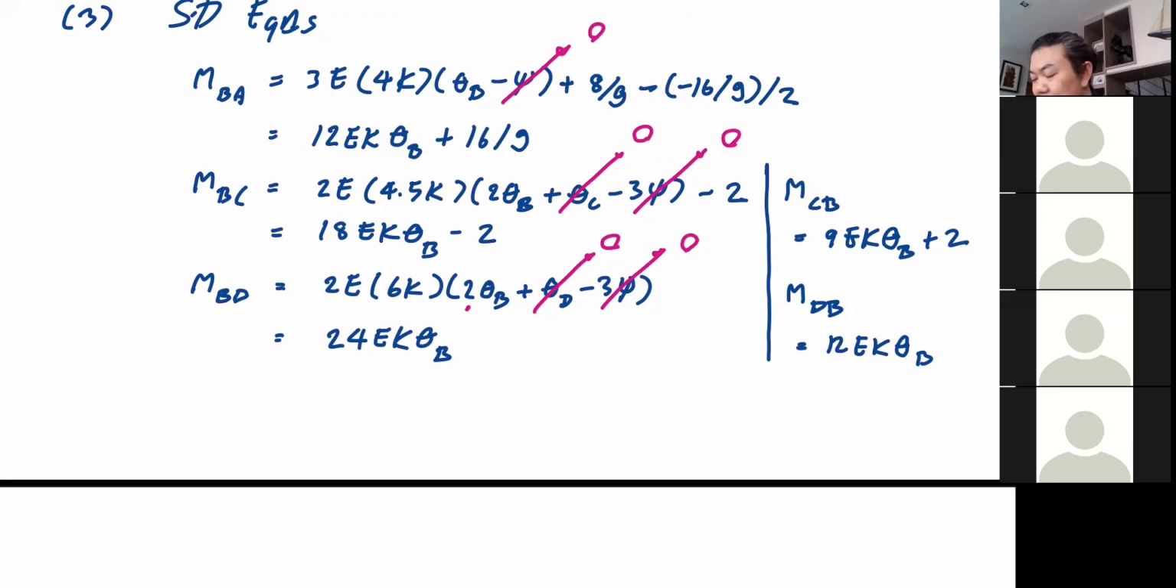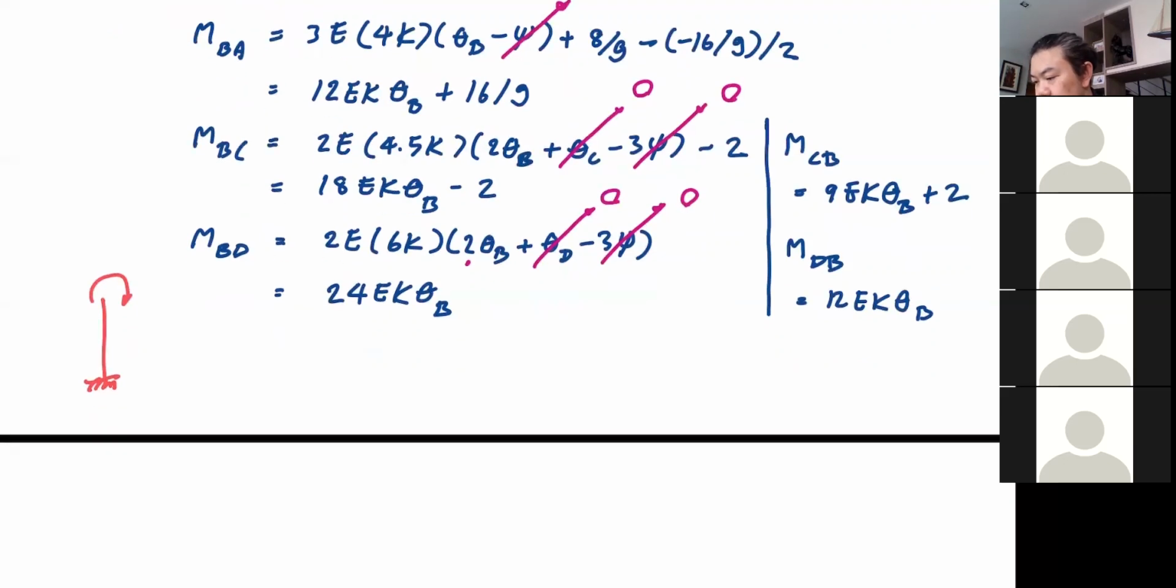So you see that in piece BD, there's nothing in there. It's going to be useful for you in the future. You know, there's no load on BD. It's just the rotation here at the end. So when you have the rotation here, notice that MBD is twice bigger than MDB, you see? The moment is there just because the joint rotates, all right? So now we move on to equilibrium equations.